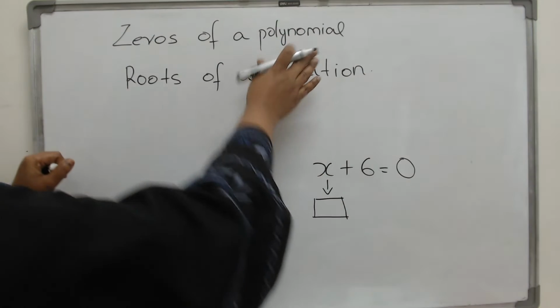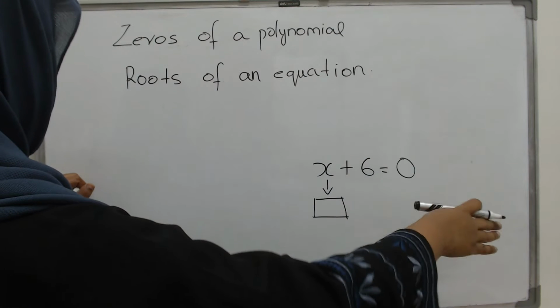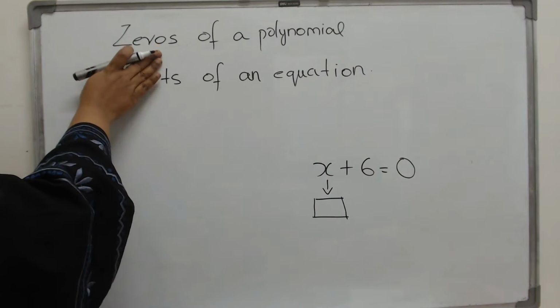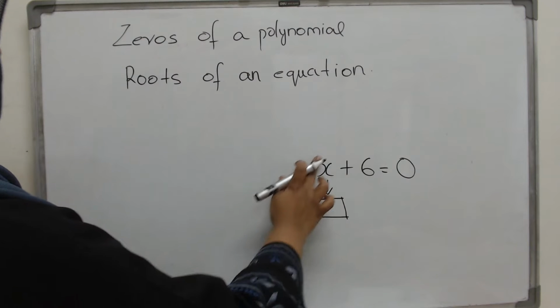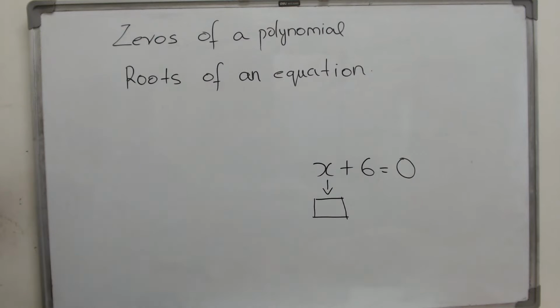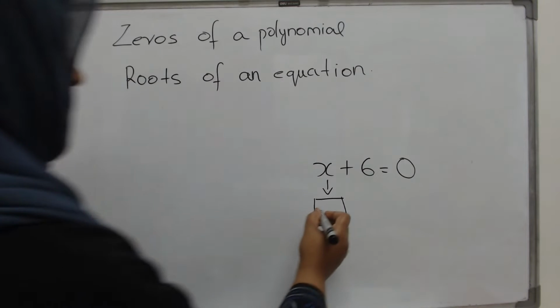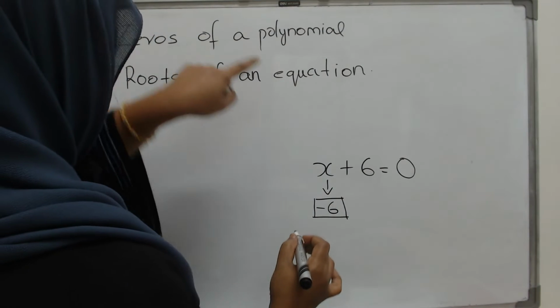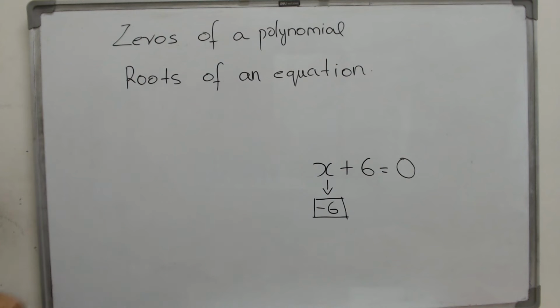So do you see what is happening here? We started with a polynomial which did not have an LHS or an RHS or an equal to sign. But then its zero means that number that we put in the place of x so that it becomes equal to 0. So what is the number? What is the only number that you can think of? It is minus 6. Minus 6 is the zero of this polynomial. Except for minus 6, it has no other zeros.